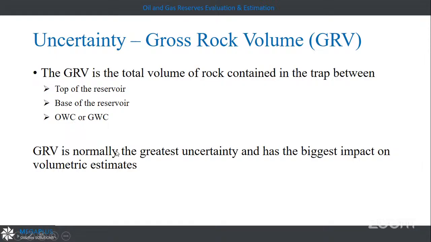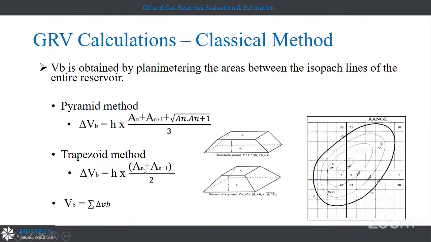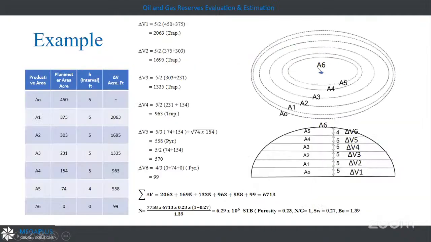So when we are dealing with gross rock volume, we are dealing with the greatest uncertainty. I have to be sure about gross rock volume or make the uncertainty according to it, because it's a huge number in the function or the equation. The classical method that we know is the pyramid method or trapezoidal method to calculate the volume in each interval. And here's an example to see how it works.